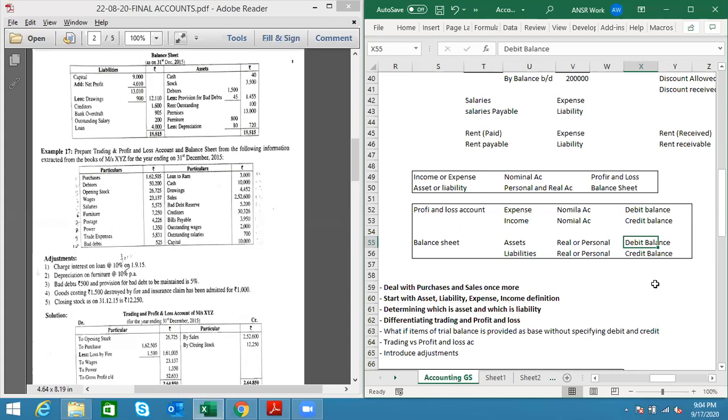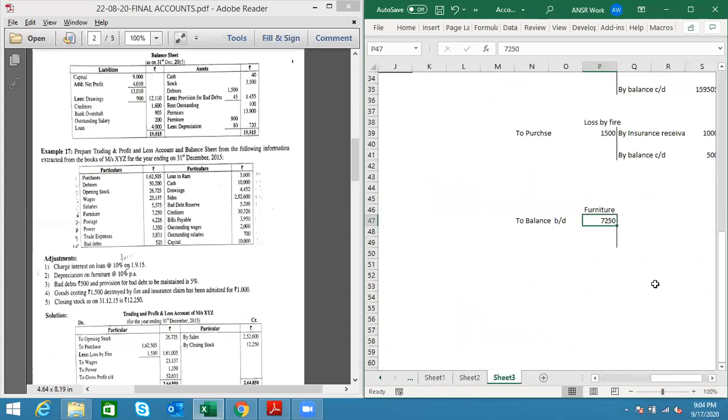So here, if the particular asset is say 7,250, which we know is a debit balance, then the brought down will be in the debit side. Now we have to reduce. Is that clear? Is that concept of brought down in the debit side clear? Guys, anyone? Could you please repeat once more here?